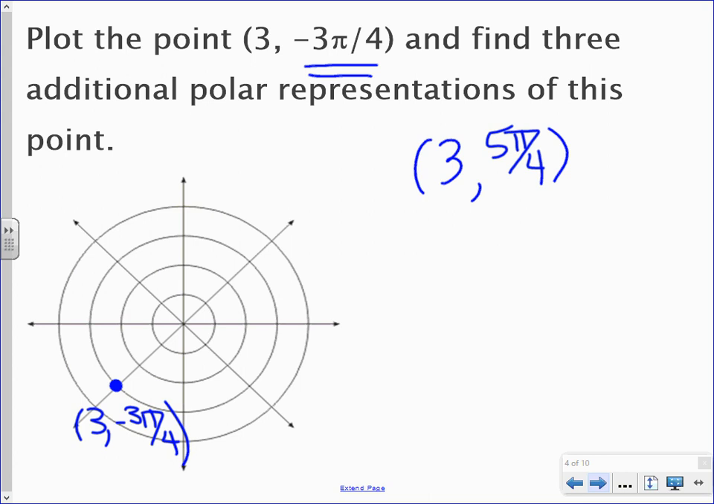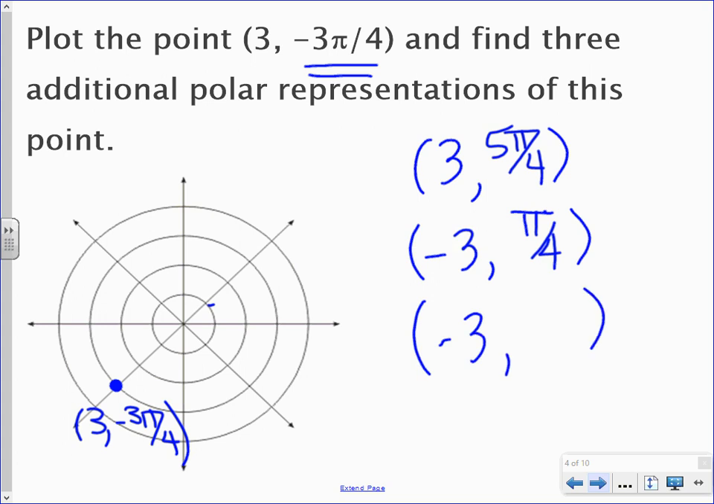All right? What angle would we need to write if we had a negative 3 for our r value? If we rotate to pi over 4 and then walk backwards 3, then we would be at the same place. What would be another angle that we could use to describe that if we have negative 3 for our r value?